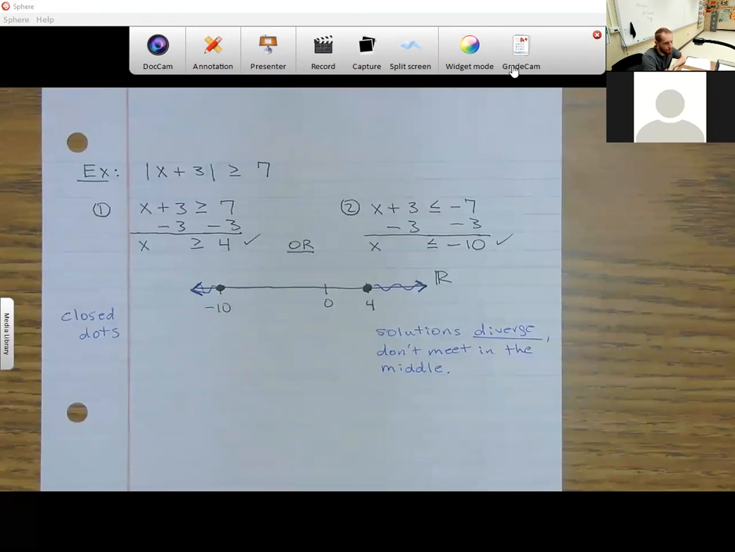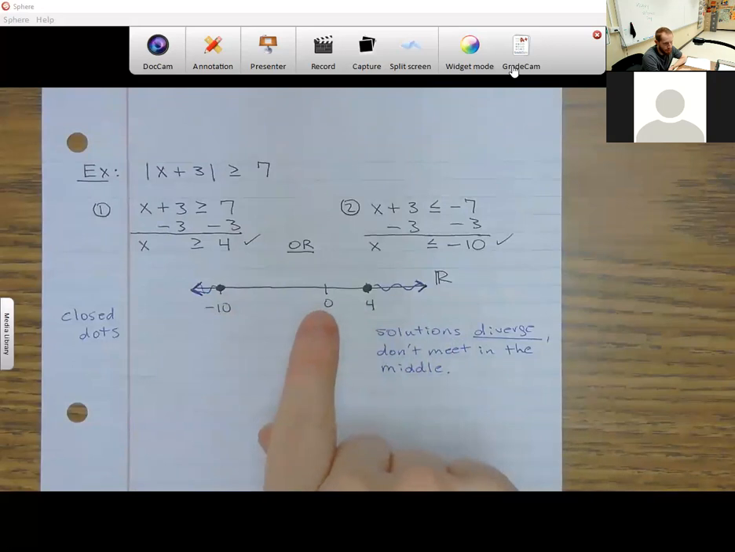So what this means is, what numbers are part of my solution set? Basically 4 and anything greater than 4, and then -10 and anything that's less than -10. So for example, 5. 5 would be a part of the solution set, right? Because 5 is greater than 4. Also -20. That would be a part of the solution set because -20 is less than -10.